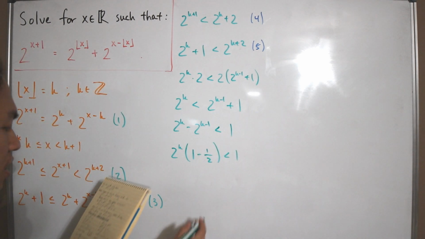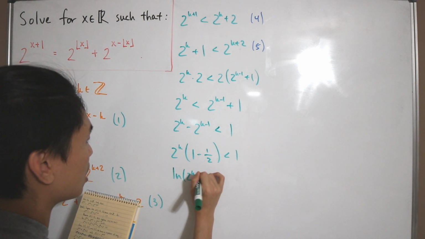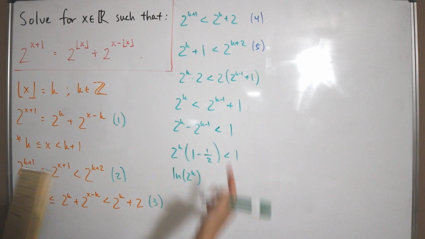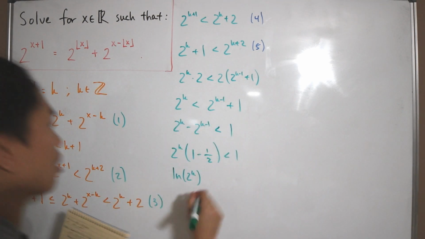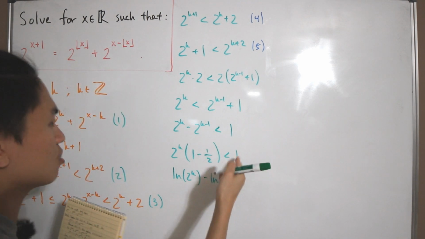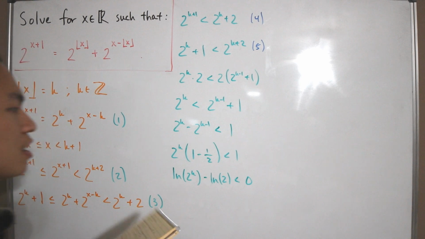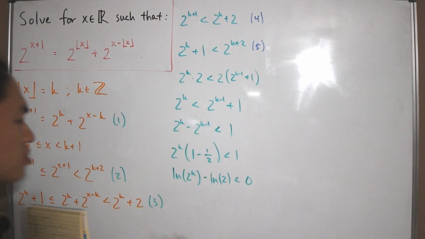Then what I can do is take the natural log of both sides. So I have ln of 2 to the k, and then 1 minus 1/2 is ln of 1/2, which is the same thing as ln of 2 to the negative 1. So I'll change that subtraction to say minus ln of 2 is less than, ln of 1 is just 0. Then I'm applying the logarithmic properties. I could have done that in an earlier step, but that's okay.